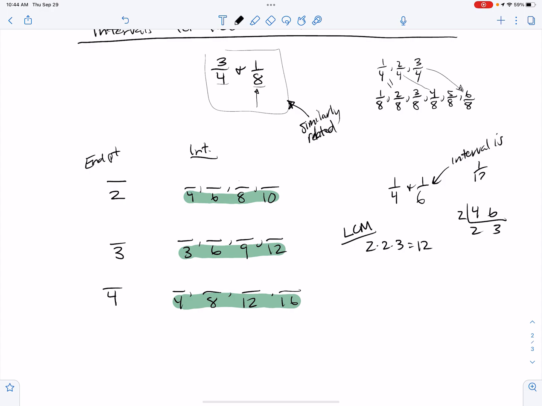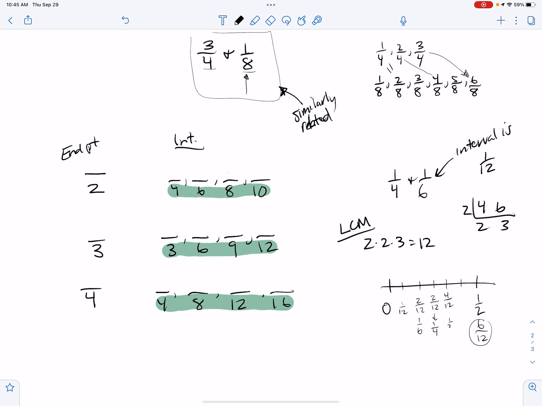So our interval for this fraction pair could be twelfths. If we had a number line that starts at 0, and these are both pretty small, I'm going to stop at 1/2 or 6/12. I could divide this up 1, 2, 3, 4, 5, and 6 into our 6 pieces, because that's how many twelfths we have. This is 1/12, this is 2/12, or 1/6. This is 3/12, or 1/4. We have 4/12, which is 1/3, and 5/12 here. And so using this interval of twelfths, we are able to place 1/4 and 1/6.